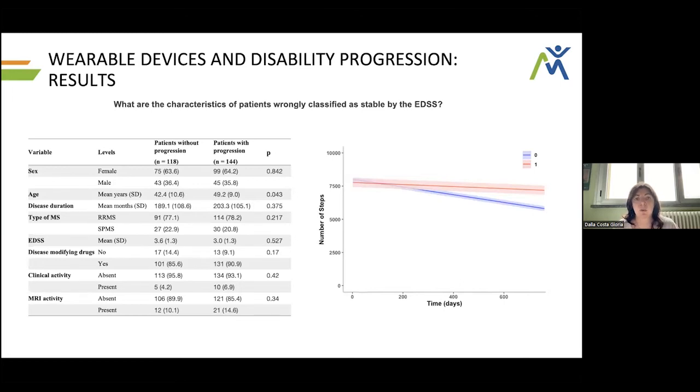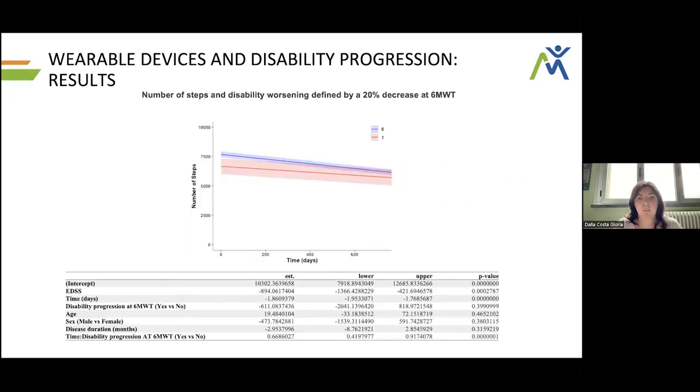And so we tried to examine better the patients defined as stable by the standard definition of the EDSS, and we performed a cluster analysis and identified two groups of patients. One group was actually stable by the number of steps walked recorded by the Fitbit, and a second group actually got worse by number of steps. We can see here in the table that the only difference between these two groups was age: patients who progressed also according to the number of steps were much older than the patients that had not significantly progressed in the follow-up.